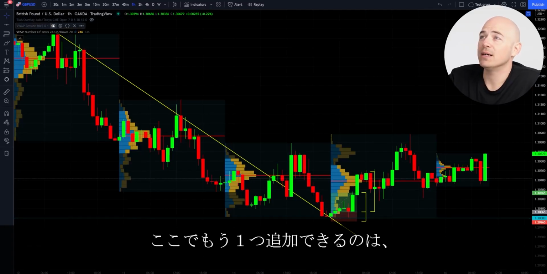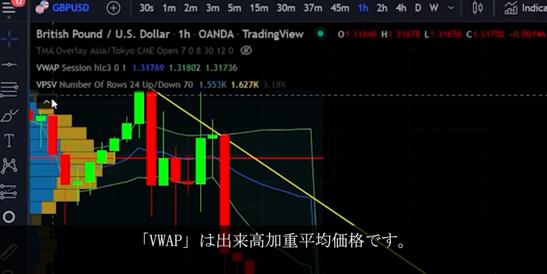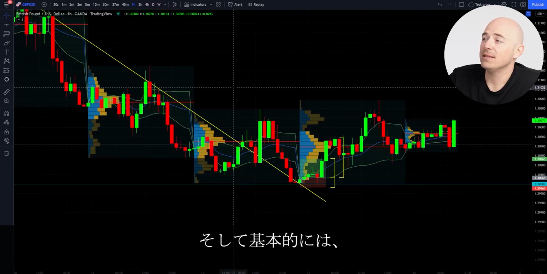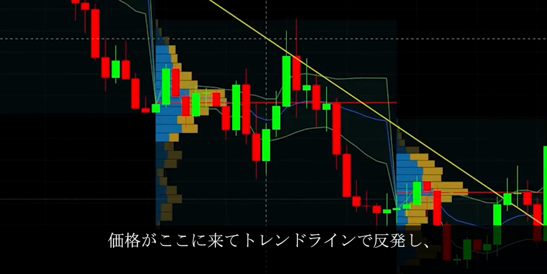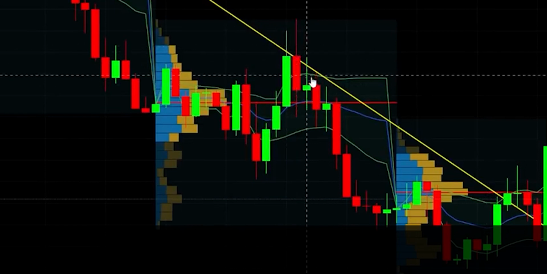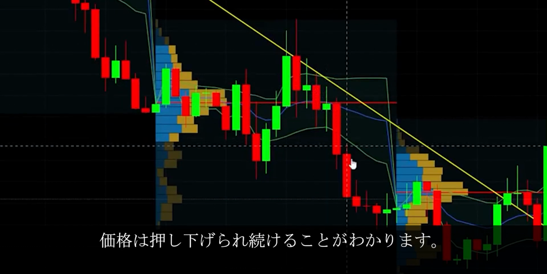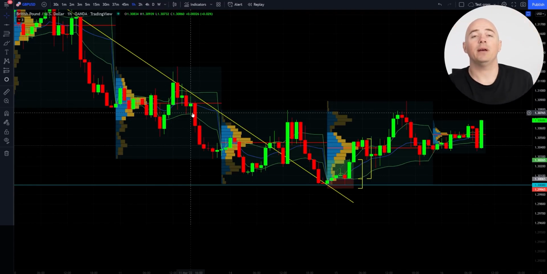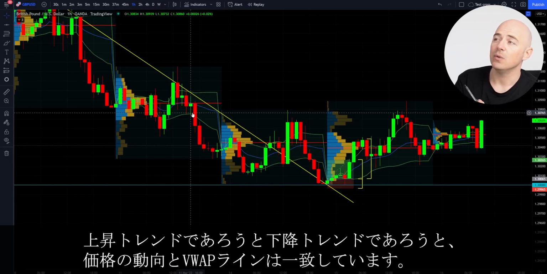Another thing that you can toss on here is the VWAP line. The VWAP is volume weighted average price. And basically I want you to use this as a trend indication. So as the price came up here and rejected the trend line and then started trading below the VWAP, you know that it's going to keep pushing down. Basically, you just want to trade longs above the VWAP and shorts below the VWAP. But overall, in consensus with what the price is doing, whether it's in an uptrend or a downtrend.